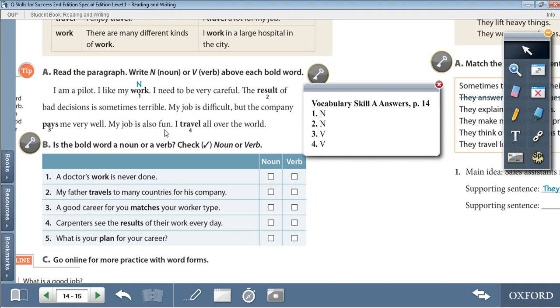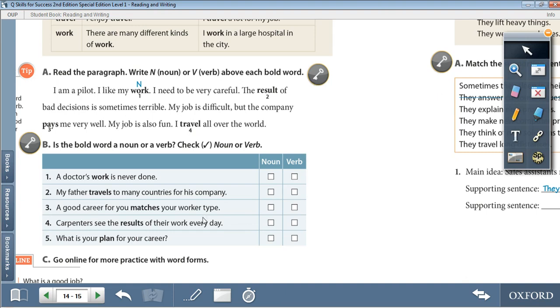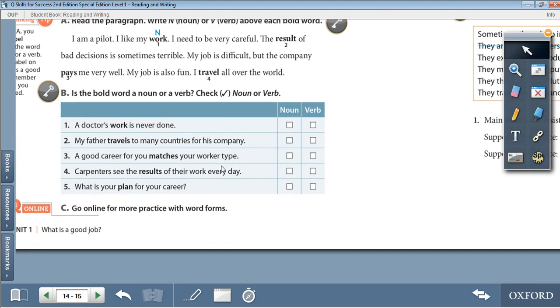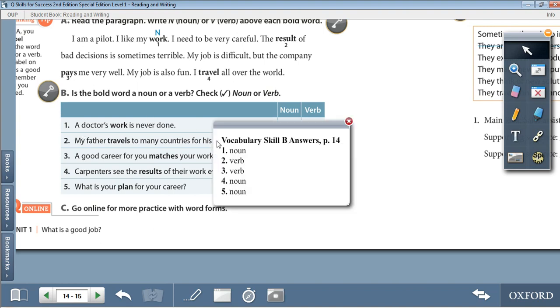My job is also fun. I travel all over the world. Travel is a verb. So you write V. Next exercise, exercise B. Is the bold word a noun or a verb? Check noun or verb. Here are the correct answers.